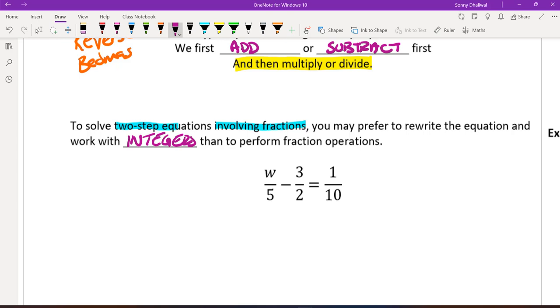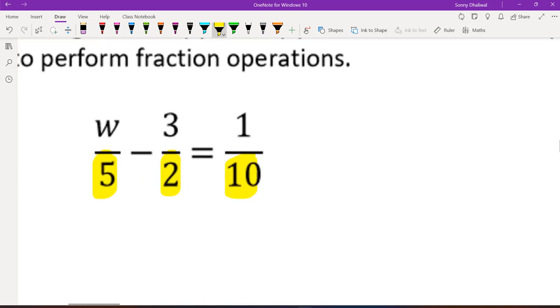Okay? And the way we tackle this is we look at the denominators here and we go 5, 2, and 10. What is our common denominator between all those 3 numbers? Right? What's the same multiple between 5, 2, and 10? What would that be?